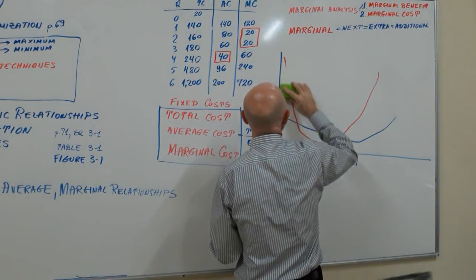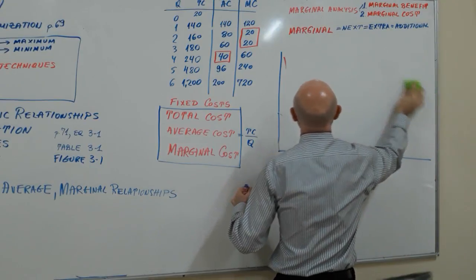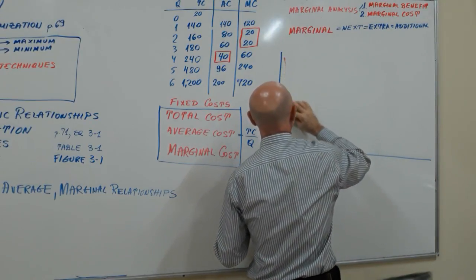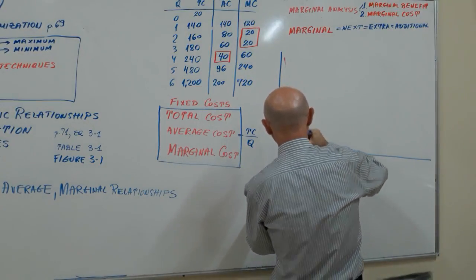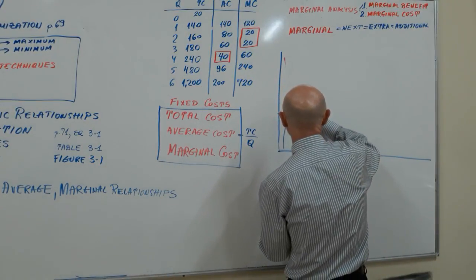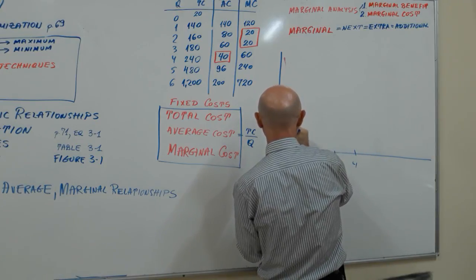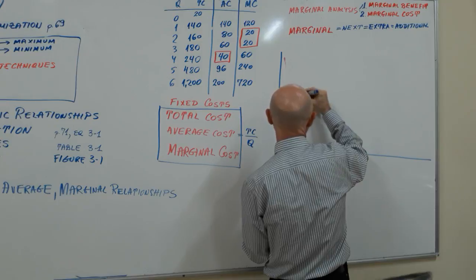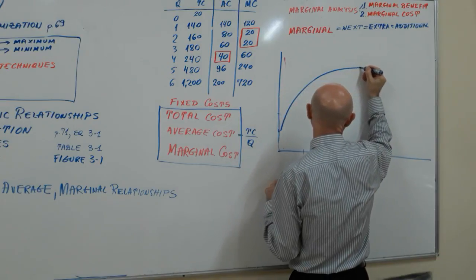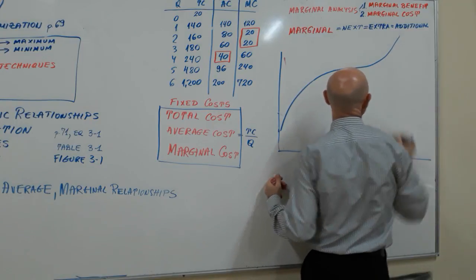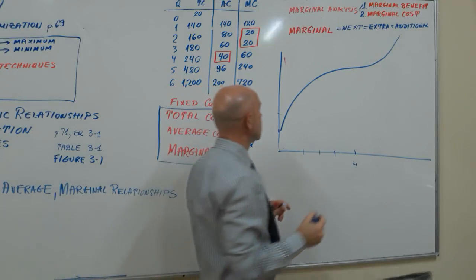Let's draw the total revenue. Alright, let's draw total cost, my mistake. Total cost. We begin from here. It goes up. It goes like this, and then goes like this. This is the total cost.